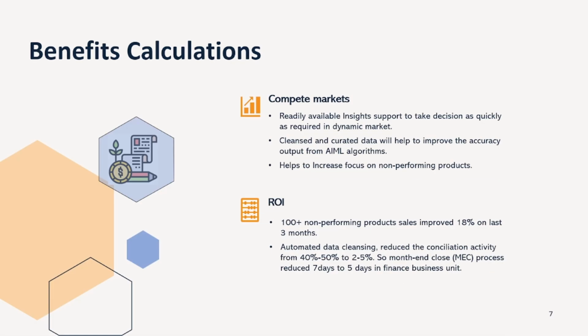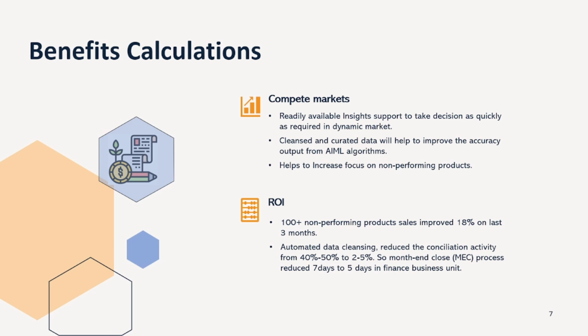When we talk about the business benefit, I'm categorizing it into two: competing in the market. Nowadays, the sales market is so dynamic. So many competitors are there. We need to take a decision as quickly as possible when we sell a product. For that, we have already built so many insights. Those insights will help the sales team and the marketing team to take decisions very quickly. Also, we are going to give them cleansed and curated data. It will be there in the data warehouse. So the machine learning algorithm will produce accurate forecasted values. Based on that, they can take the right decision at the right time.